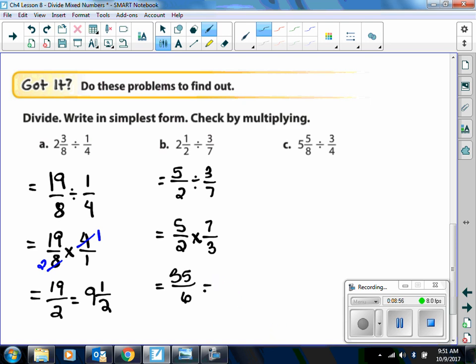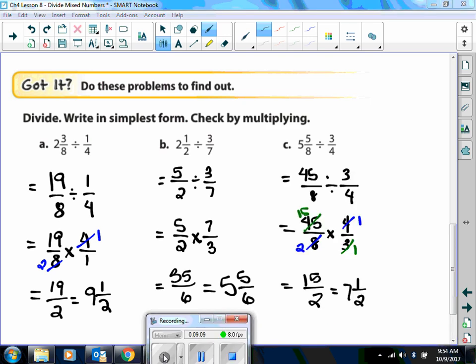So how many times does 6 go into 35? 5 times, with how many left over? So this becomes 5 and 5/6. Very good. Here is your answer. Did you get it?